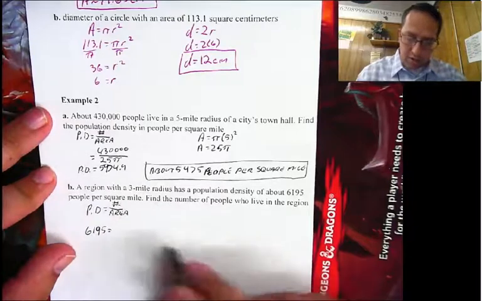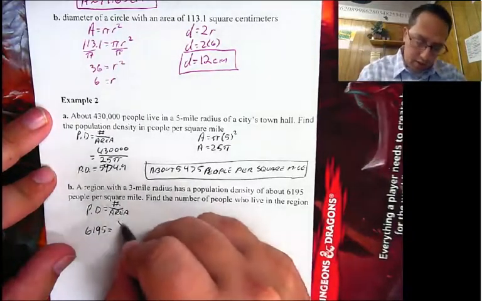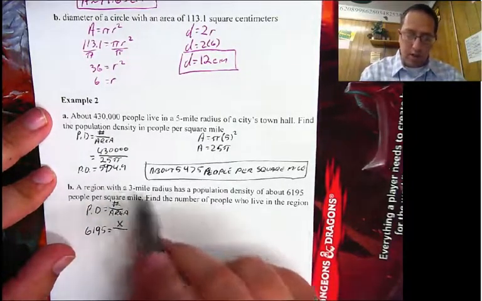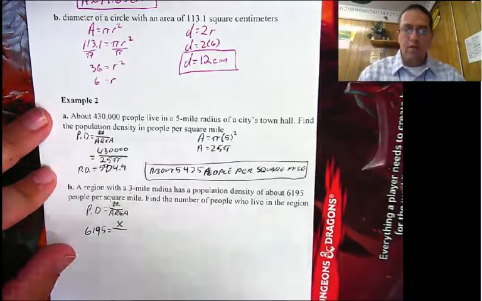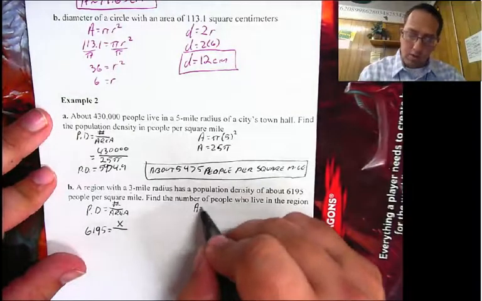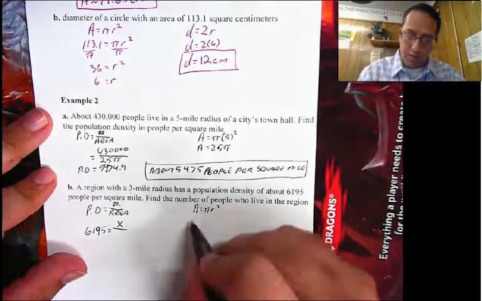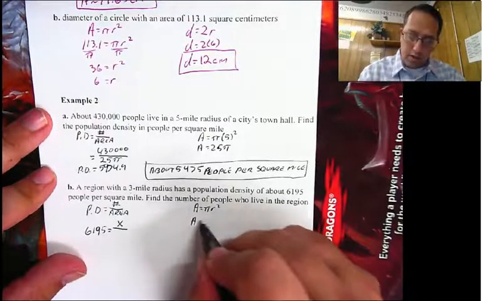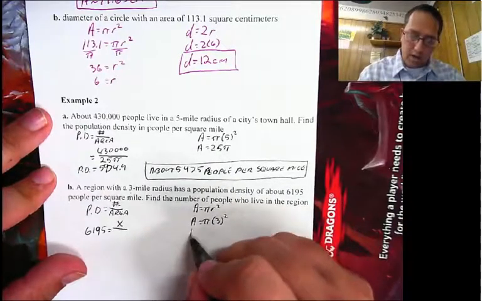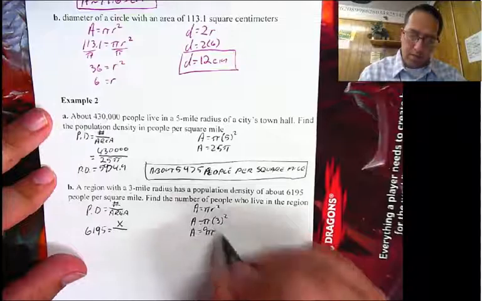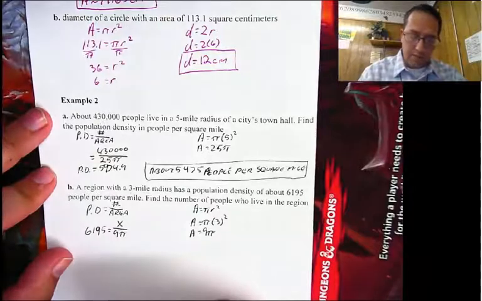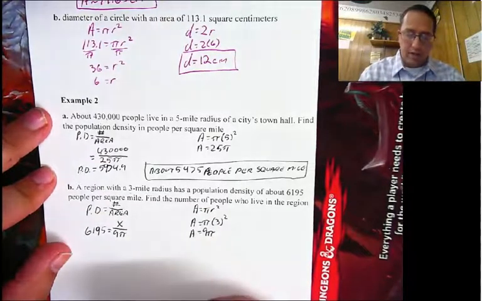6,195 equals the number of people, I don't know that, so I'll put x, over the area, which I also don't know, but I did get this right here, 3-mile radius. So that means I can find the area. Again, we have radius, so we know we're looking at circles. Area of a circle is pi r squared. I'm going to plug in my 3 for the radius. So area is equal to pi times 3 squared. And 3 squared is, of course, 9. So area is equal to 9 pi. And I can take that, plug it in right here, 9 pi.